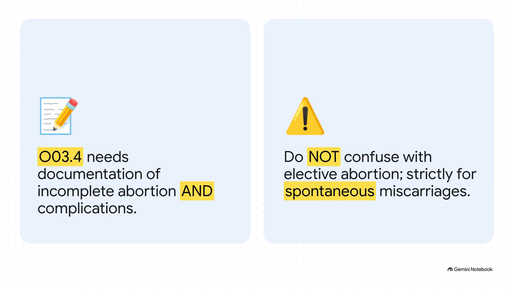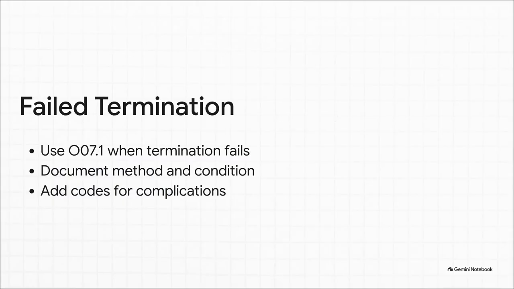You really have to read those provider narratives like a detective to make sure the clinical story matches the code. So, what happens when a procedure is unsuccessful? If a termination attempt fails and the pregnancy continues, 07.1 is going to be your primary code. You'll also use this if adverse outcomes pop up from that attempt.